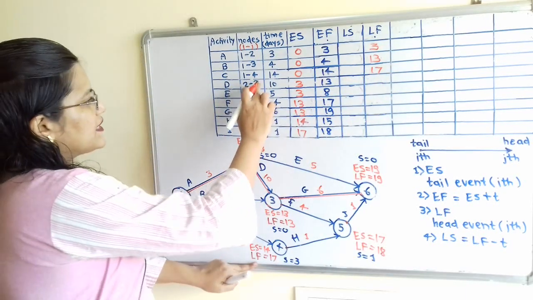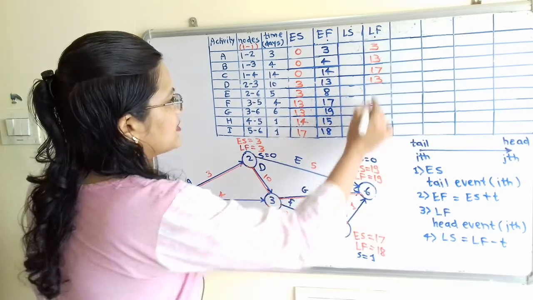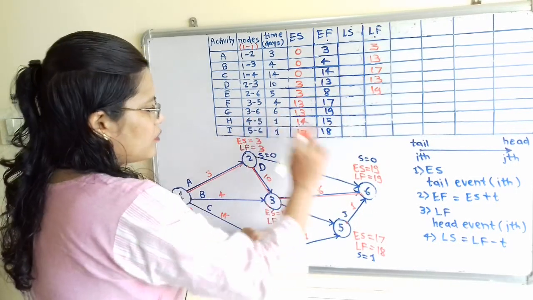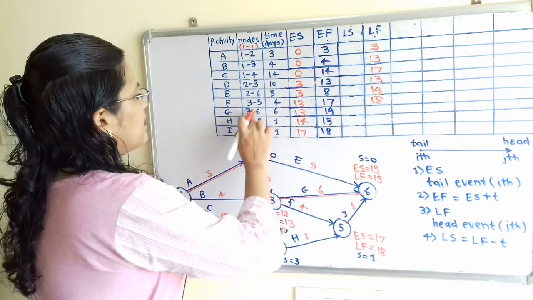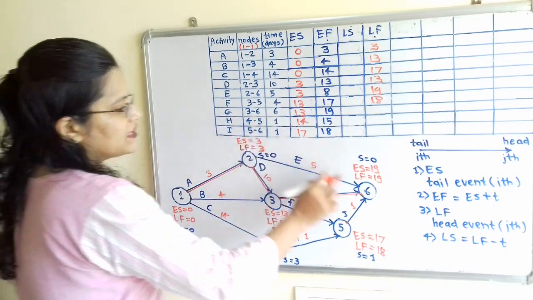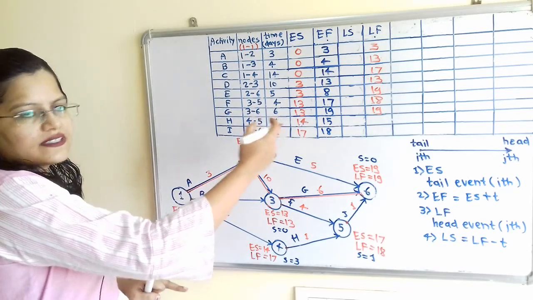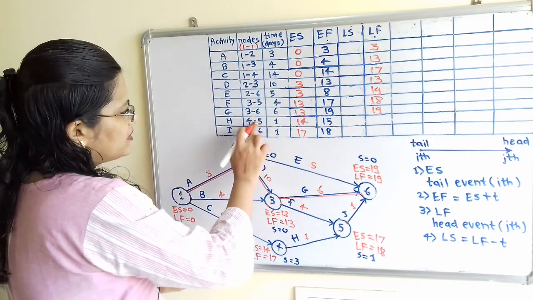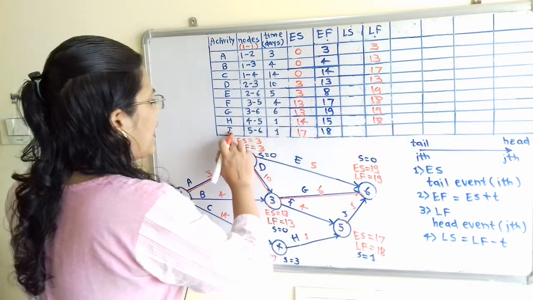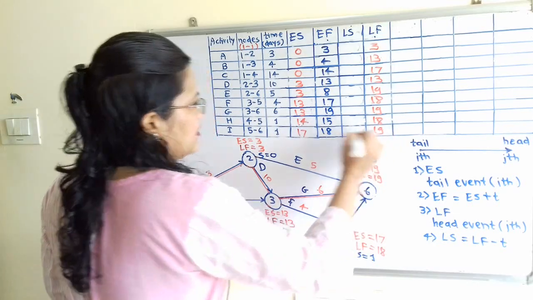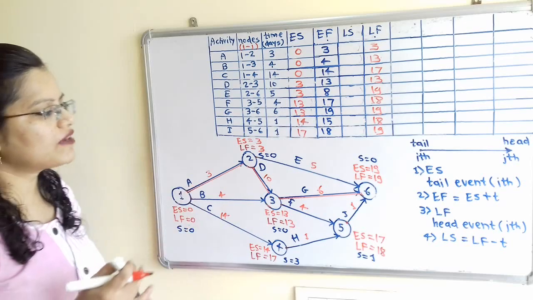Then the next one is 3 to 6. So at 3 it is 13. Then for 6, LF is 19. Then 5 to 6. So at 5, LF is 18. And again at node 6, LF is 19. So we have to refer to this jth event, the second option. Then for H it is 5, so LF is 18, and for I it is 6 and LF is 19.